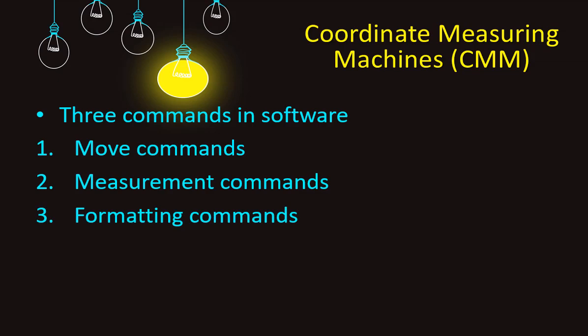So briefly we can say that the first one is used for movement of the probe, the second one is for measuring the distance, and the third one is to display the data.